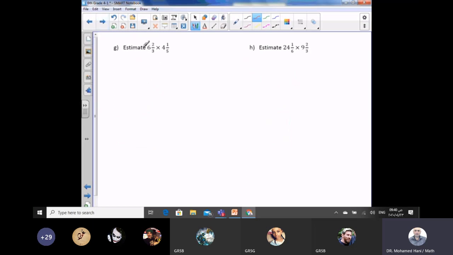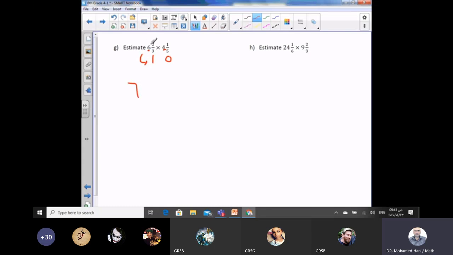Now this is a little tricky because we have mixed numbers here. So we cannot forget about our 6 and our 4, our whole numbers. So 6 would come down, and 2/3 is really close to 1. So I'm just going to put a 1 there for now. And over here, 1/5 is really close to 0. So really what we're going to do with our whole number and our estimated number is add them together. So 6 plus 1 is 7.